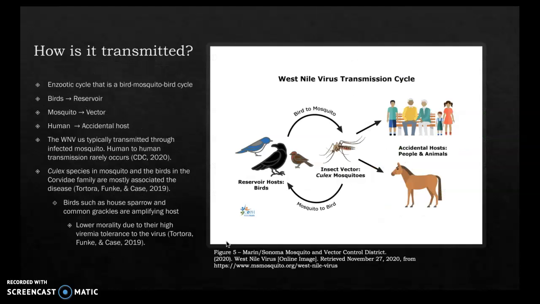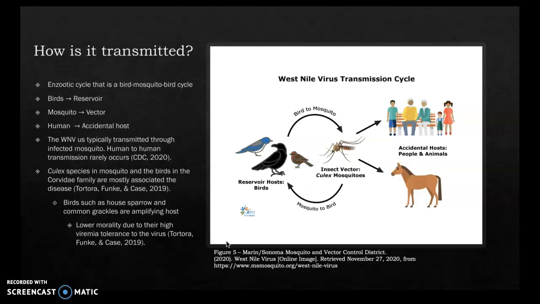So how is it transmitted? The West Nile virus is mostly maintained in a zoonotic cycle, that is a bird-mosquito-bird cycle. The Culex species mosquitoes and the birds in the Corvidae family are mostly associated with the disease. Bird species such as house sparrows and common grackles are amplifying hosts because they have a lower mortality and a higher virulence tolerance to the disease.